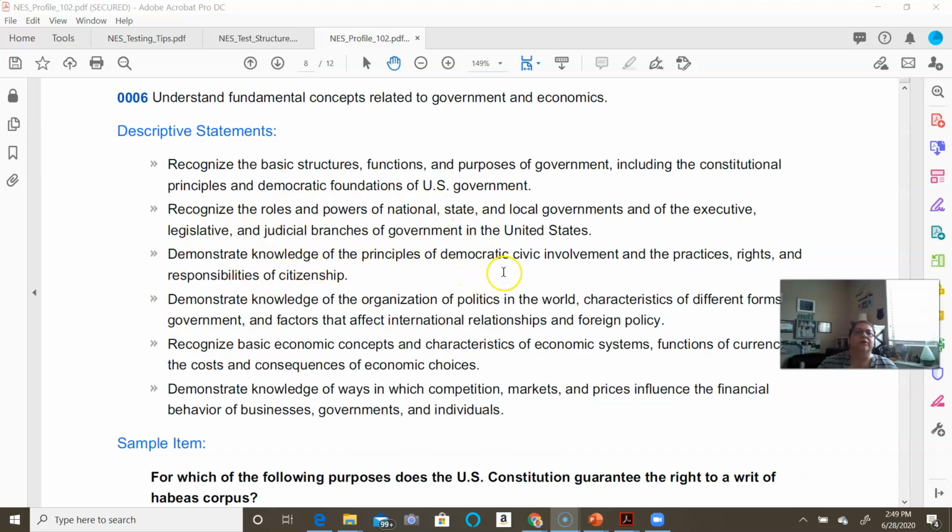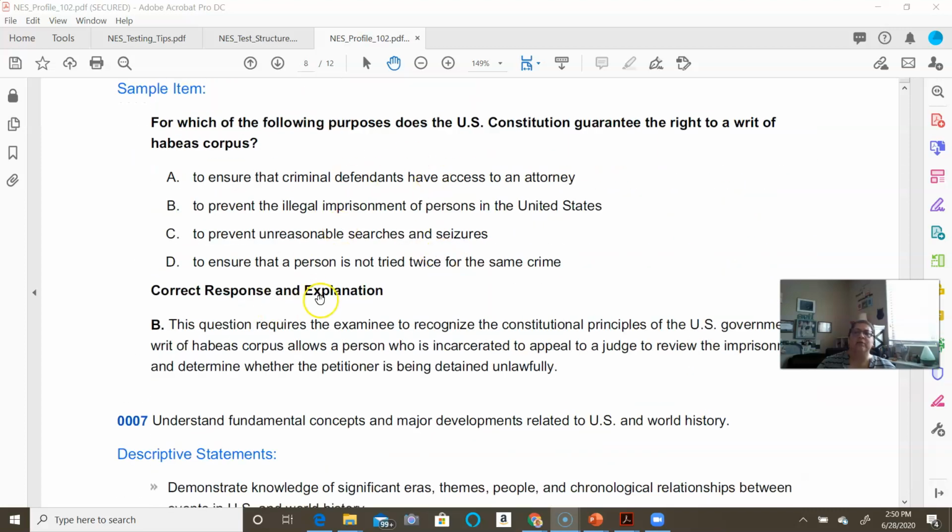Demonstrate the knowledge and principles of democratic civic involvement. So voting, the rights, look at the Declaration of Independence, look at your civil liberties. Demonstrate knowledge of the organization of politics in the world and the characteristics of different forms of government. When they're talking about different forms of government, it's not just democratic, but you want to look at communist and all those governments, and I'll give you more information on that. I just want you to see how it's broken down. The first one is understand fundamental concepts related to government and economics, and then they have sample questions.